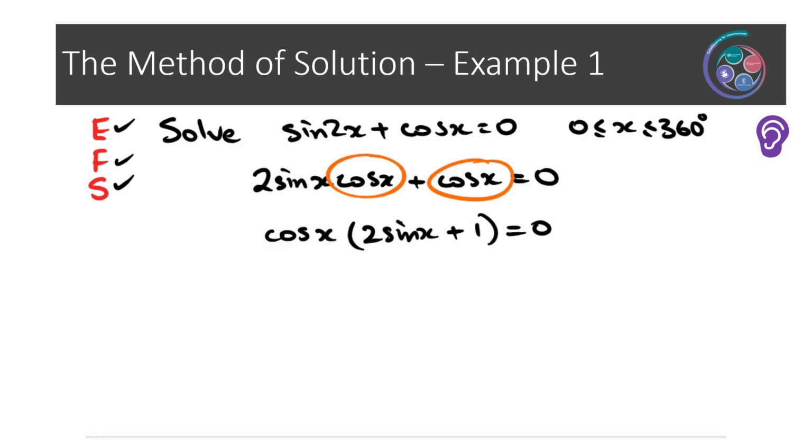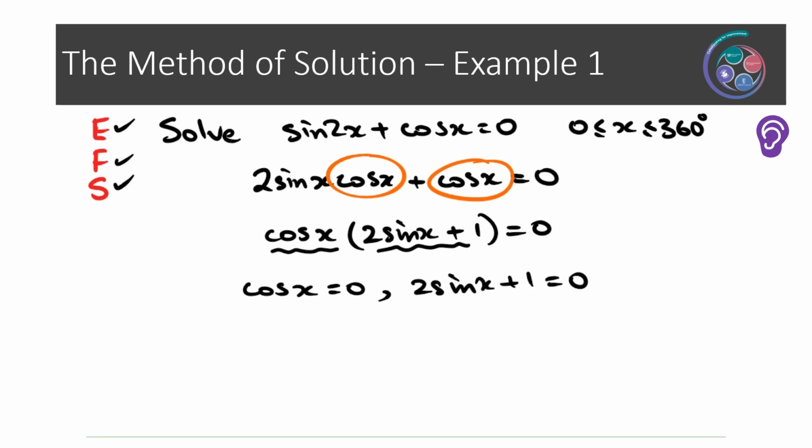Now we solve each factor equal to 0. So the first factor is cos x, so I'm going to solve cos x equals 0, and then I'm going to solve the second factor, which is in a bracket, 2 sine x plus 1 equals 0.